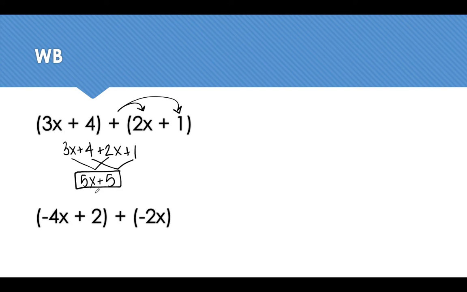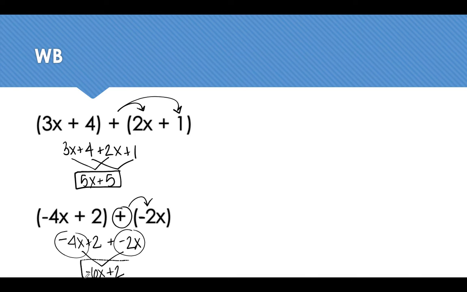For our second example, you're going to make sure you're adding a -2, so don't forget to include that negative sign in front of the 2x when you get rid of the parentheses. And then here we only have one pair of like terms, which is -4x and a -2x, which is -6x, plus 2 is our final answer.